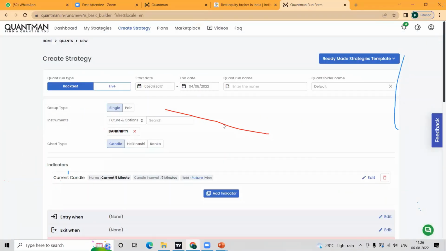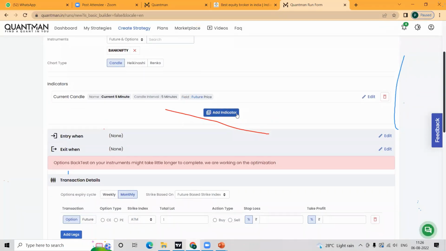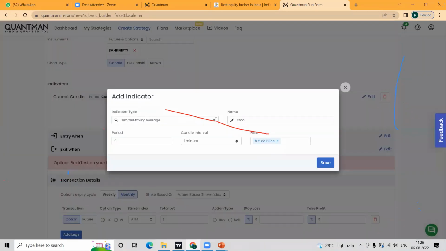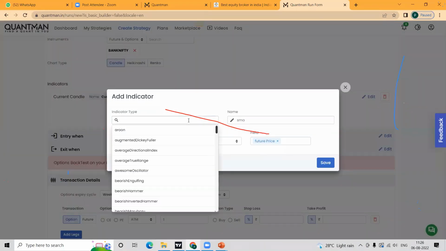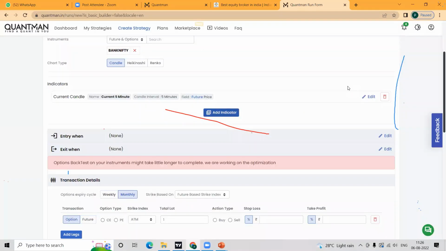Okay, so I already added the Bank Nifty. Then I do not enter any indicators, even though we have around 72 indicators. But for option selling, you don't need any indicators. You just sell at a timing, 9:20, 9:25, 9:30, 12:30, something like that. Because a lot of people are not aware of the 9:20 straddle. So I am going to first initiate the famous 9:20 straddle through QuantMan.